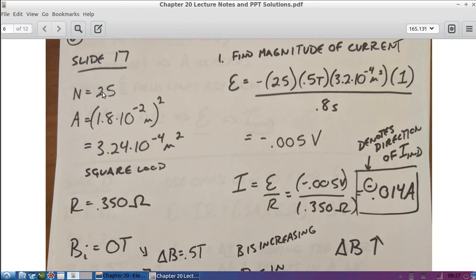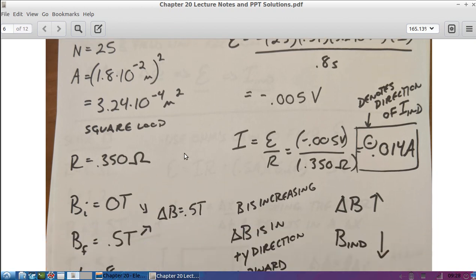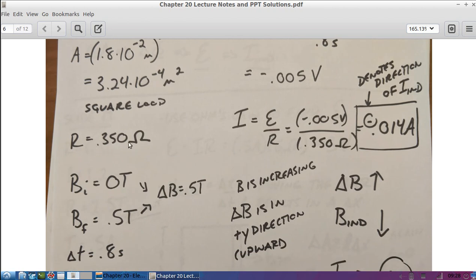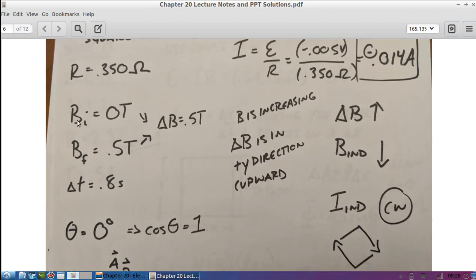So 25 turns in the coil. The area is, it's a square loop, so it's one side squared. I converted it to meters, so I get 3.24 times 10 to the negative 4 square meters for the area of the loop. The resistance, 0.35 ohms. So I wrote B initial is 0 Tesla, B final is 0.5 Tesla, delta B is B final minus B initial. So that's 0.5 Tesla. I've got a time interval of 0.8 seconds.